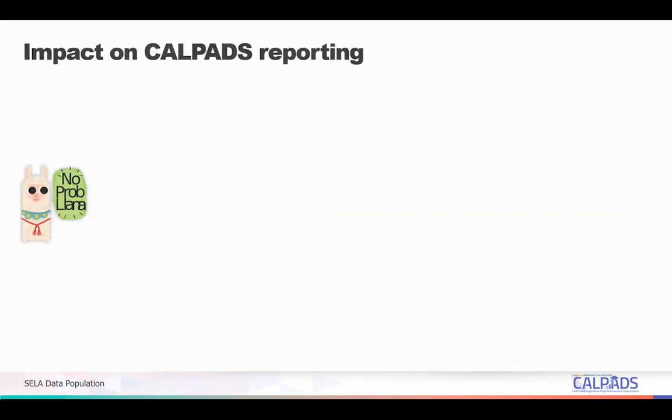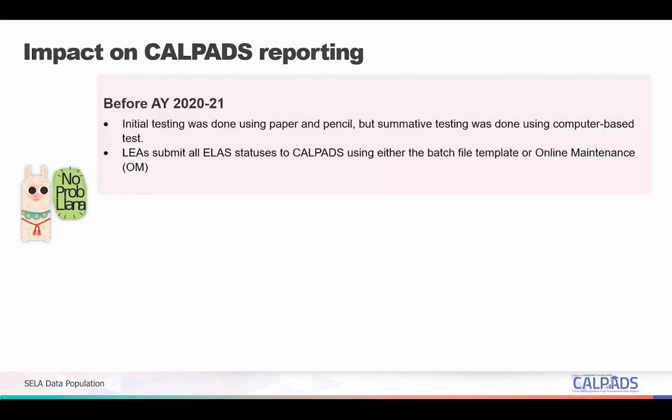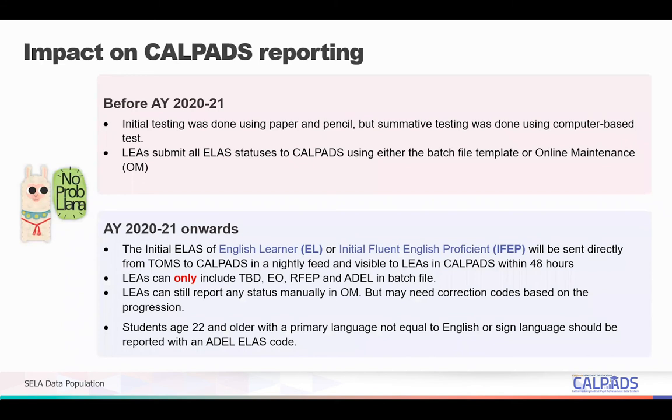The changes in the initial ELPAC testing process have also impacted the SELA reporting in CALPADS. In prior years, the ELPAC testing was a mix of paper-pencil and computer-based examination. LEAs submit all ELA statuses to CALPADS using either the batch file template or online maintenance. However, starting in academic year 2020-2021, as a result of the initial ELPAC testing being computer-based, the resulting initial ELA score of EL or IFEP will be sent directly from TOMS to CALPADS in a nightly feed and visible to LEAs in CALPADS within 48 hours.